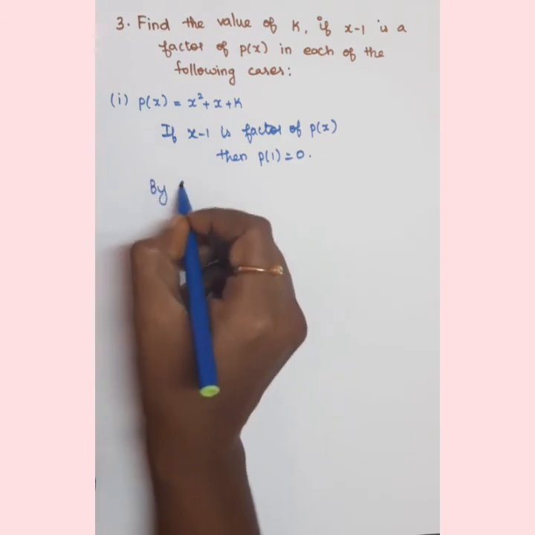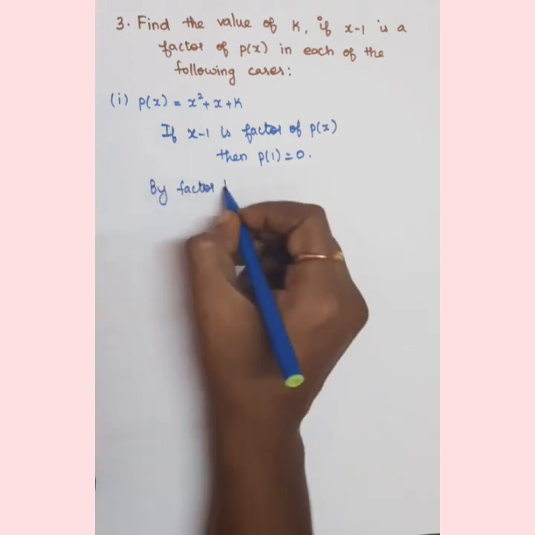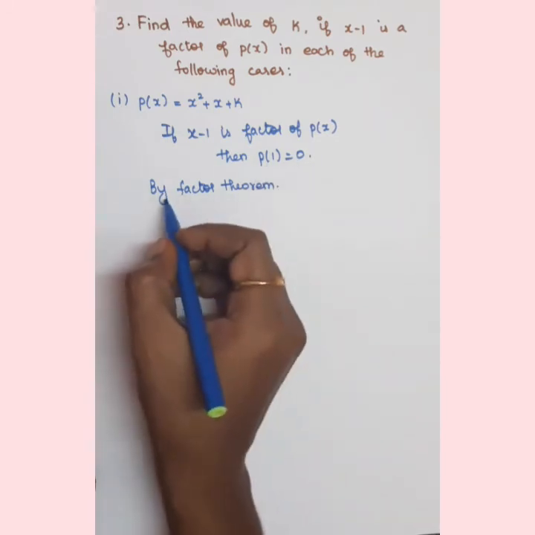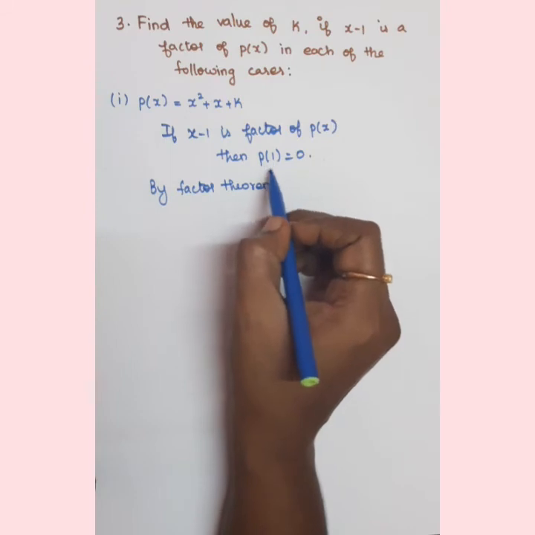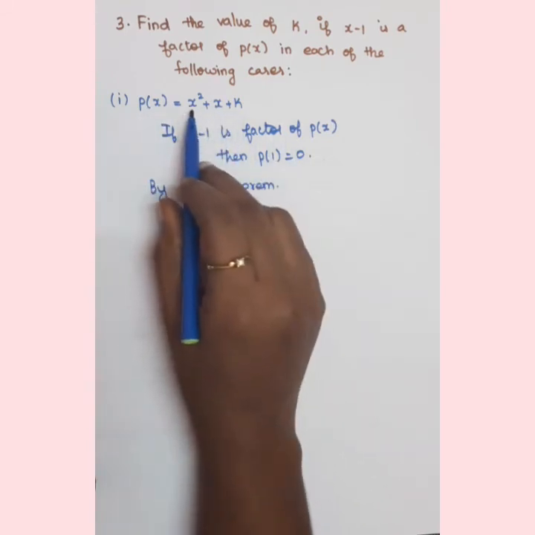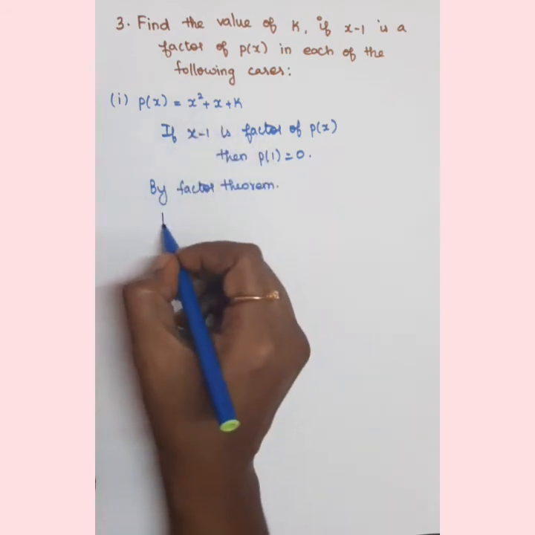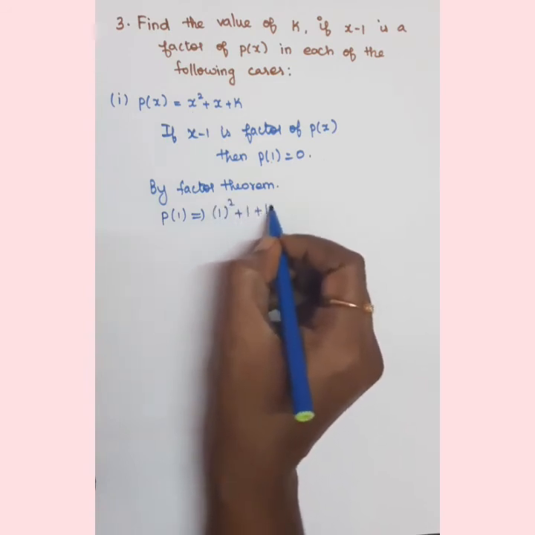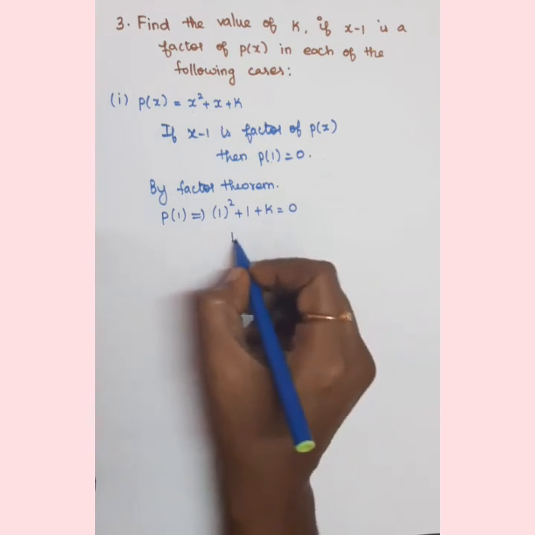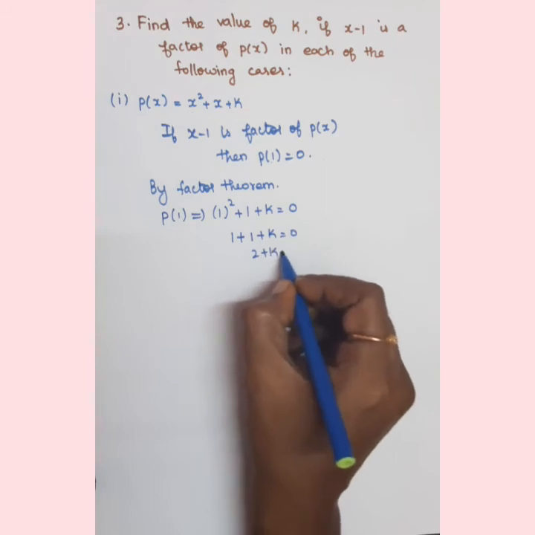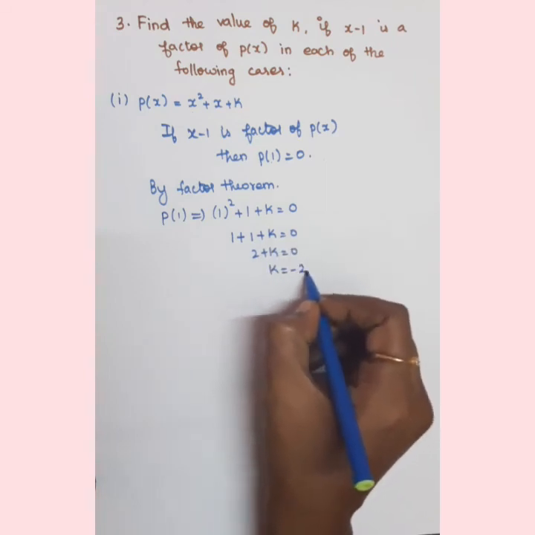So by factor theorem, we can say that p of 1 equals 0. So we are equating p of x to 0. So we are going to substitute 1 in the place of x here. So p of 1, that is 1 squared plus 1 plus k equals 0. So here 1 squared is 1, plus 1, plus k equals 0. 2 plus k equals 0. Therefore k is equal to minus 2.